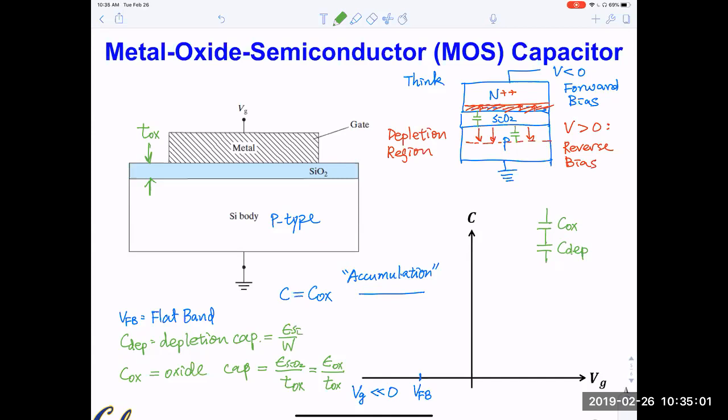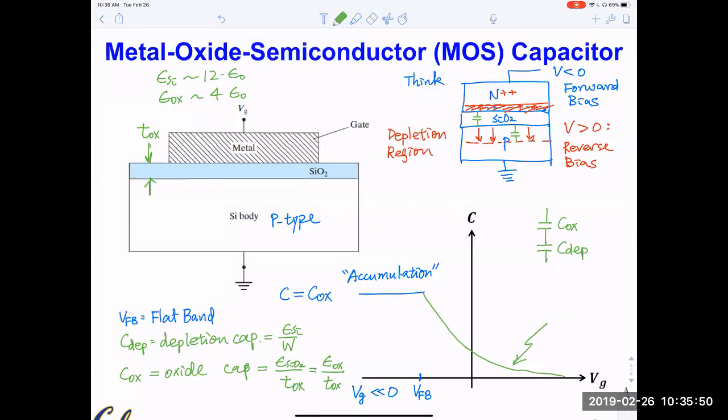Epsilon silicon is very large. Epsilon silicon is roughly about 10 to 12 times epsilon 0. Epsilon oxide, as we mentioned earlier, is about 4 times epsilon 0. So silicon has an even higher dielectric constant. Now remember, this W is voltage dependent, just like reverse bias. So it basically follows this curve here. Actually, it's better to write the exact expression.